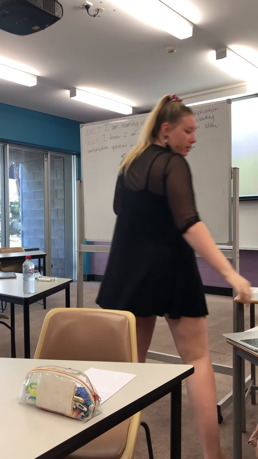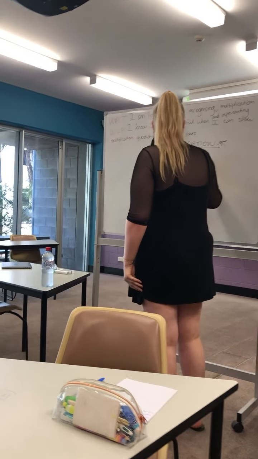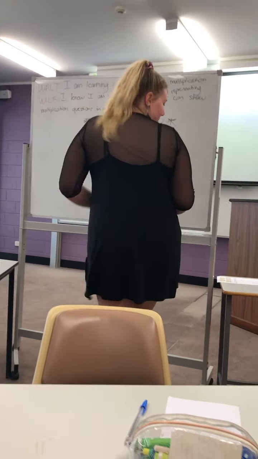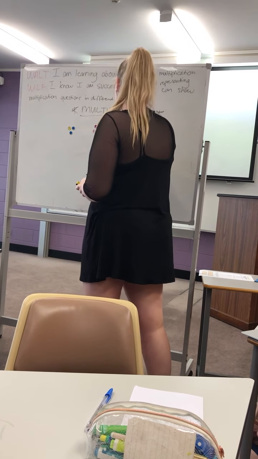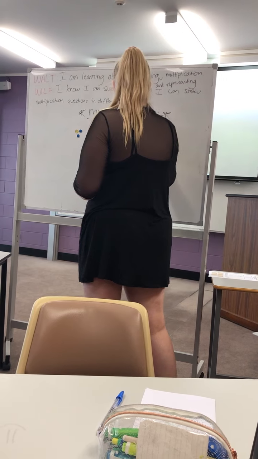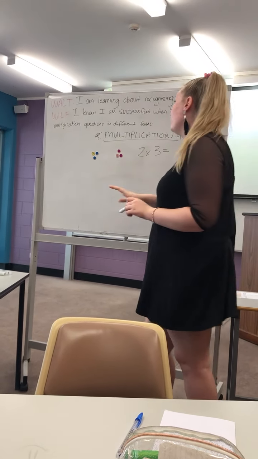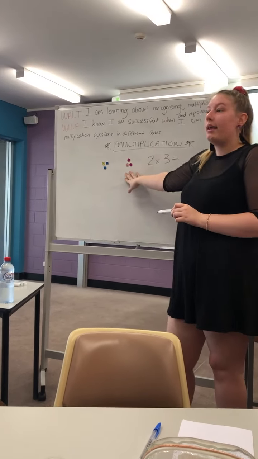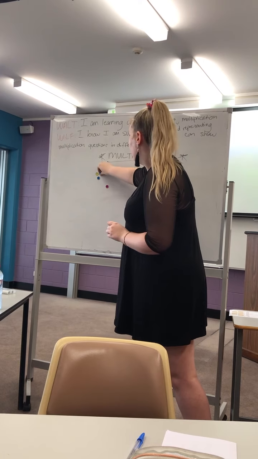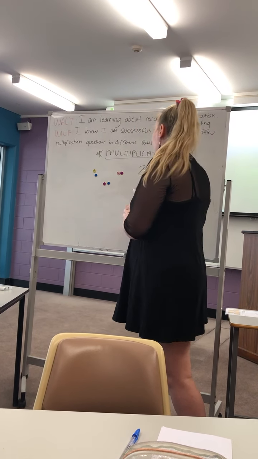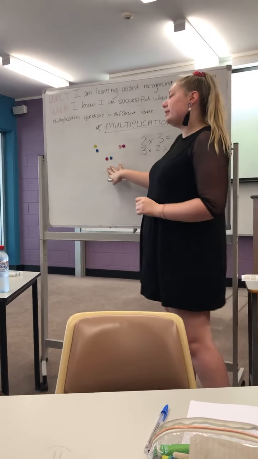So I'm showing you with my counters 3 groups. No, just kidding. 2 groups of 3. Now, if I had 3 dogs, but the same amount of potatoes, how could I show you that? I would move my potatoes. So now I have 3 groups of 2. But I still have the same amount of potatoes.